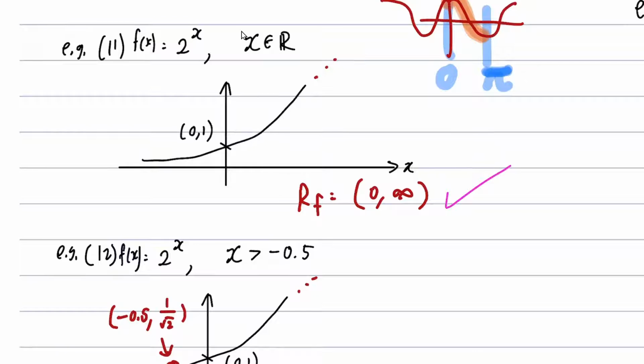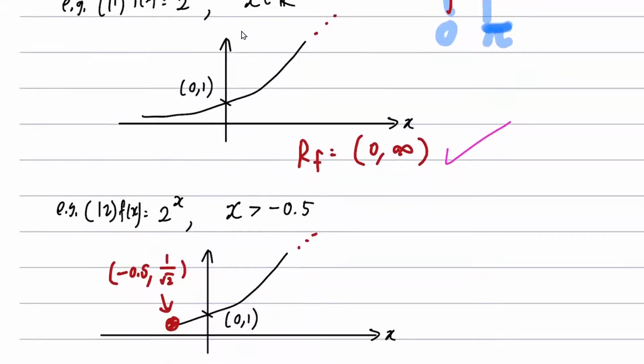This graph goes nearer and nearer towards the x-axis, but never touching. So the y coordinate is almost 0, but never touching. So it's round bracket, cannot include 0. And it goes all the way to infinity. Infinity cannot include, so it's round bracket. Yes, you're correct.